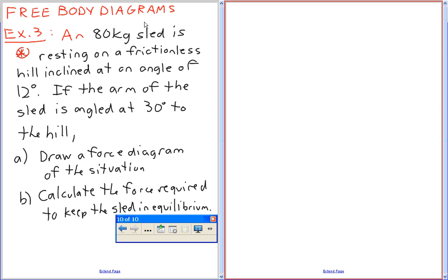So what's going to happen is basically I, or whoever is pulling the sled, is pulling against gravity. Let's get a few things in there. An 80-kilogram sled is resting on a frictionless hill angled at 12 degrees. So I'm going to draw my hill here, sort of like this, 12 degrees. I'm going to draw a box being my sled of 80 kilograms. And then I'm going to draw a handle like that at 30 degrees. That's what the picture is going to look like.